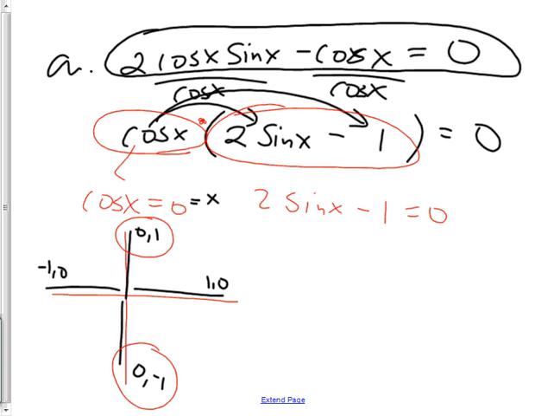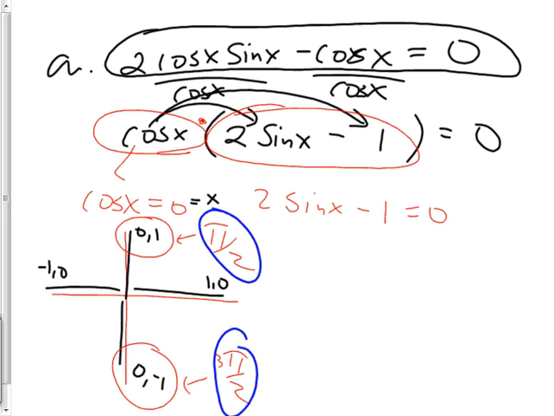So the answers are in radians. You remember what those spots are called? Pi over 2 is this one. Good. And how about that one? 3 pi over 2. Good. There's 2 answers. Why am I not done? Why can't I just say pi over 2 and 3 pi over 2? Because there's 2 answers for this one also.